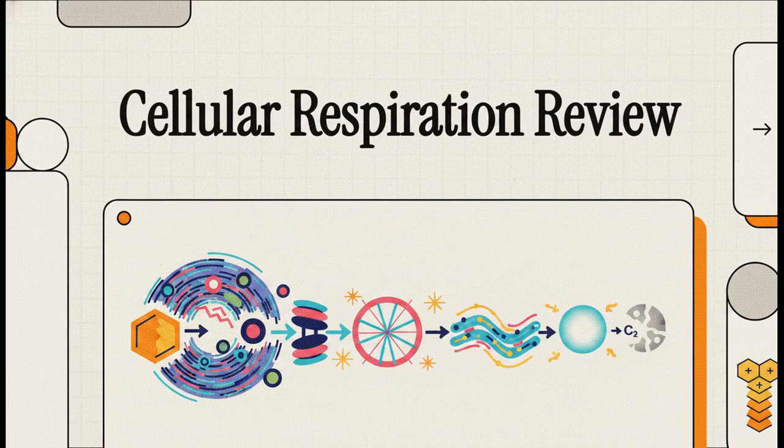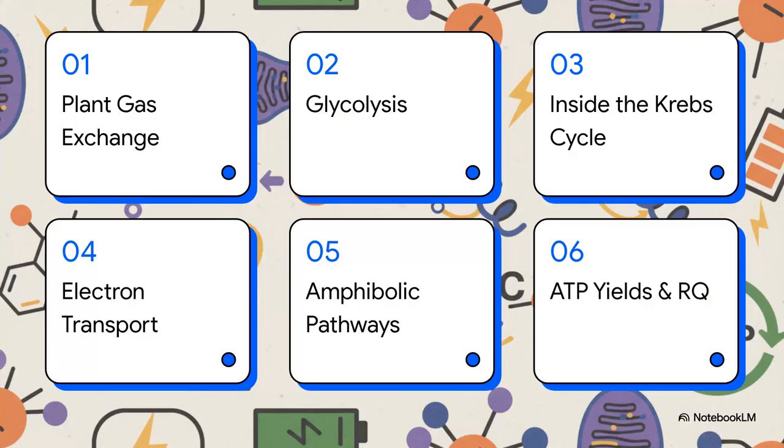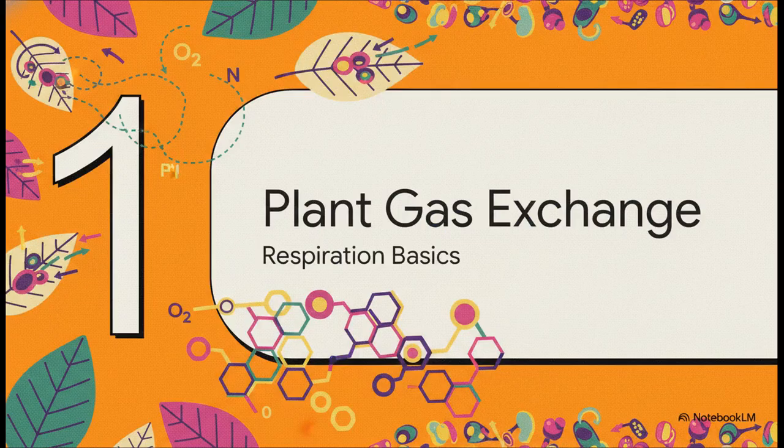Let's jump right in. So here's our syllabus for today's explainer. We've structured this to logically track cellular energy transformation. We'll start with plant gas exchange basics, move into glycolysis in the cytoplasm, dive deep inside the mitochondria for the Krebs cycle and electron transport system, explore amphibolic pathways, and finally wrap up with ATP yields and a quick RQ quiz. Kicking things off with Section 1, Plant Gas Exchange Basics. Let's quickly establish how the raw materials for respiration even enter the biological system in the first place.